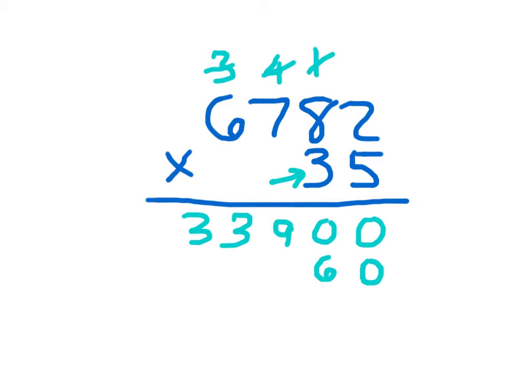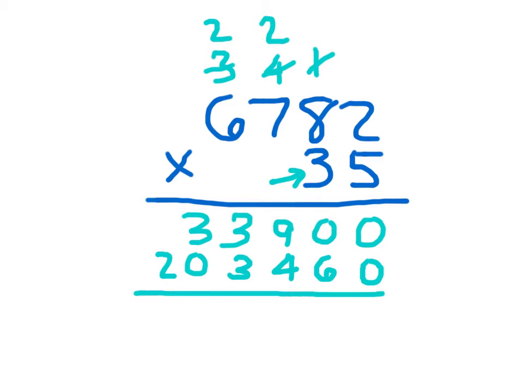3 times 2, which is 6. 3 times 8, which is 24. 4, regroup the 2. 3 times 7, which is 21, plus 2, which is 23. Place the 3, regroup the 2. And finally, 3 times 6, which is 18, plus 2, which is 20. I'll line those up, add them together, and this is what I get. Read that answer. Hopefully you said 237,370. Again, 4 digits by 2 digits, you'll usually end up with a 6-digit answer. If you don't have a 6-digit answer, that would be an indication that you've done something wrong.